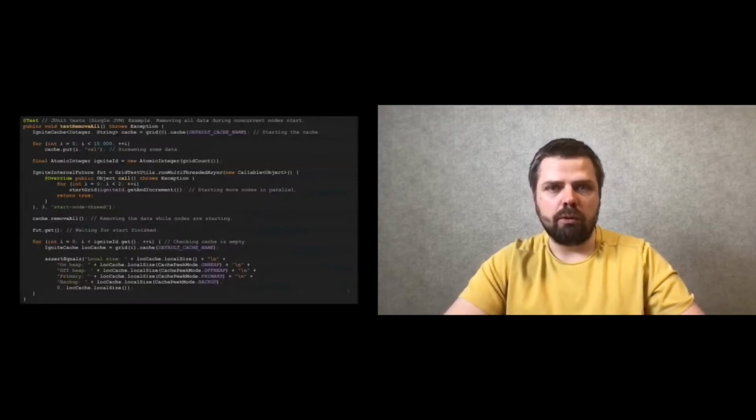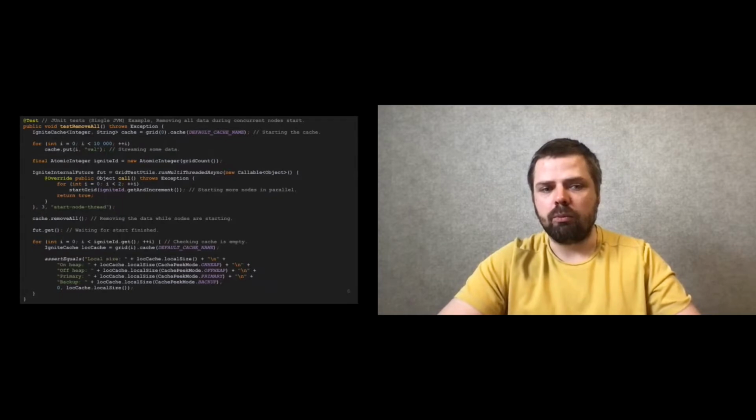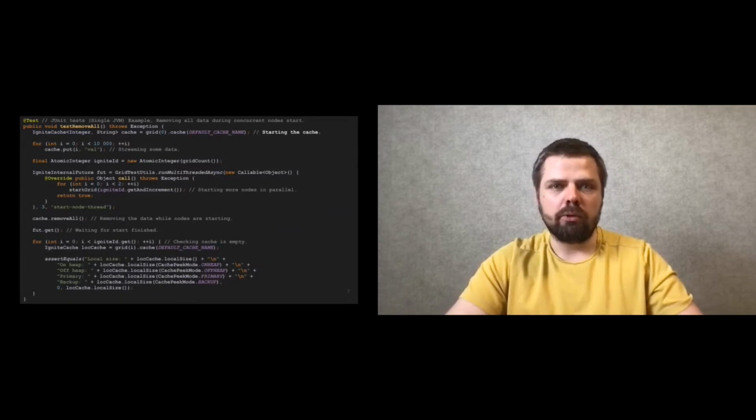For example, let's have a look at this test. It checks that the removeAll feature works correctly even when a node is concurrently started. Okay, let's start the node, stream some data, start 2 more nodes in parallel, and remove all data during the concurrent start. Here we're just waiting for the start to finish. And finally, checking that the cache is empty.